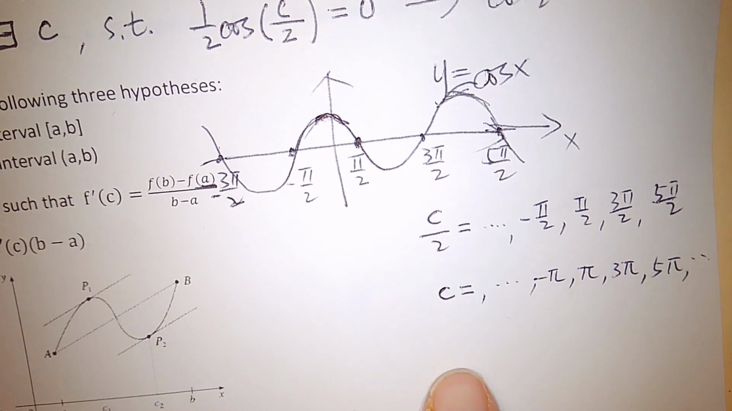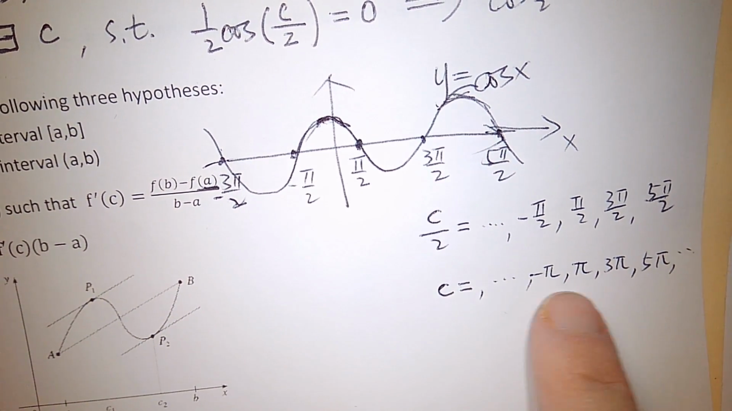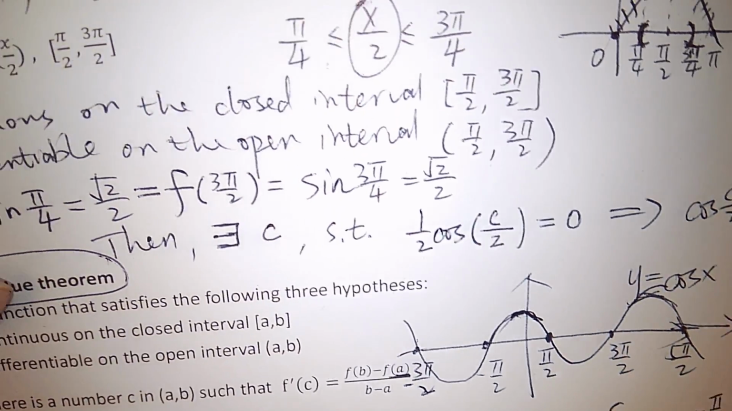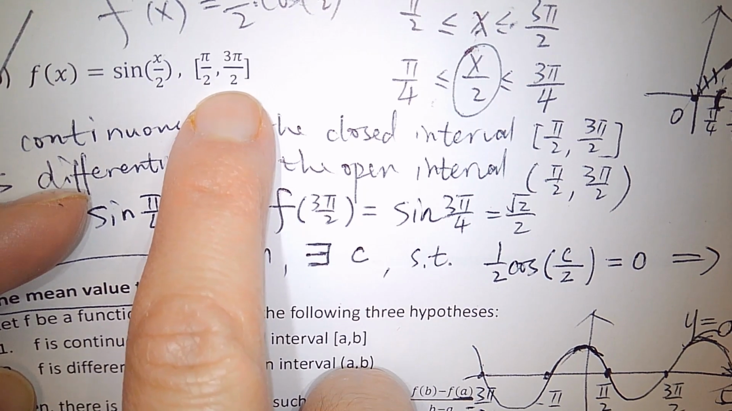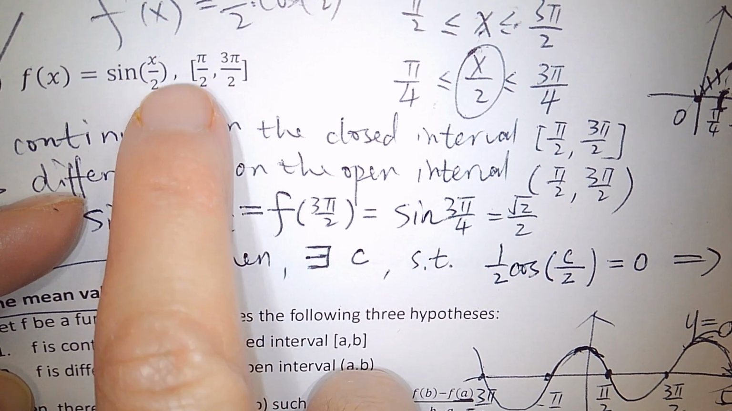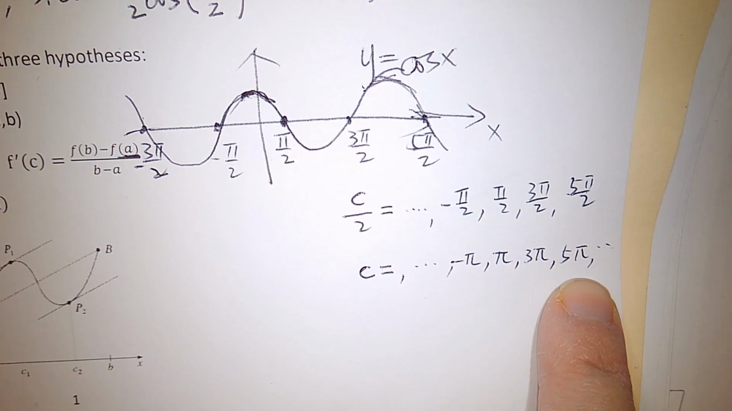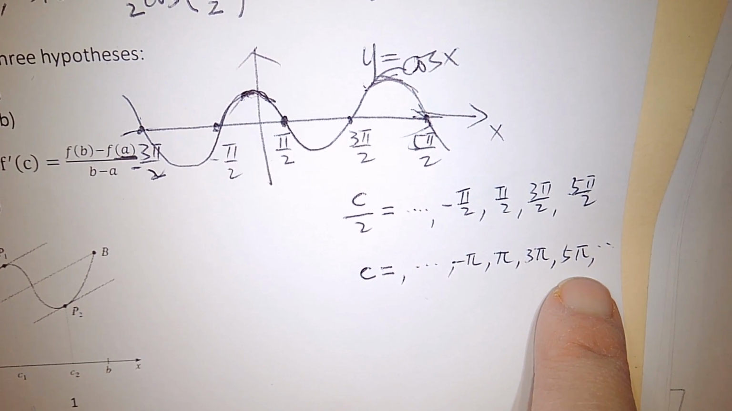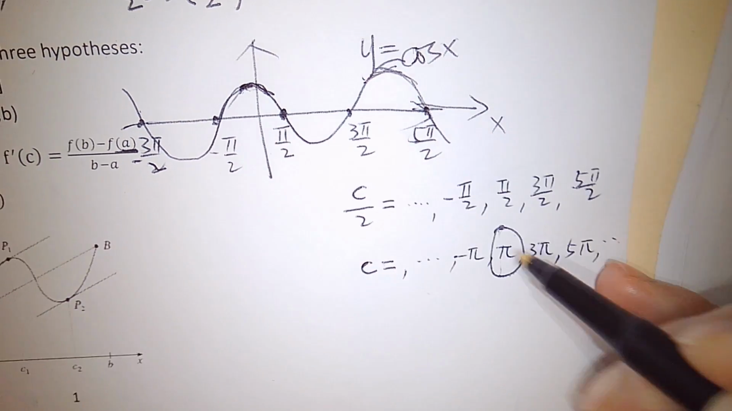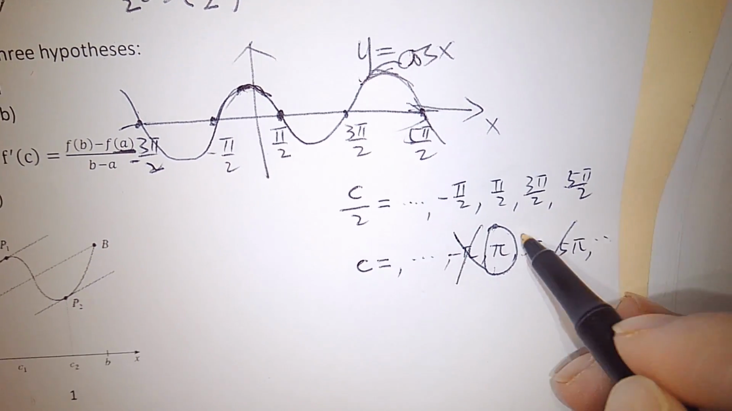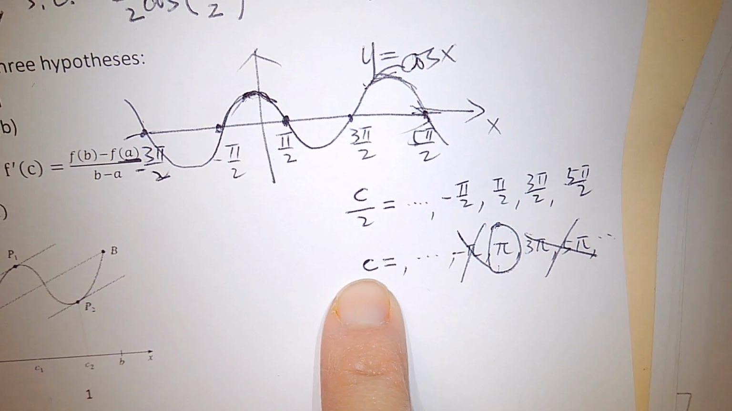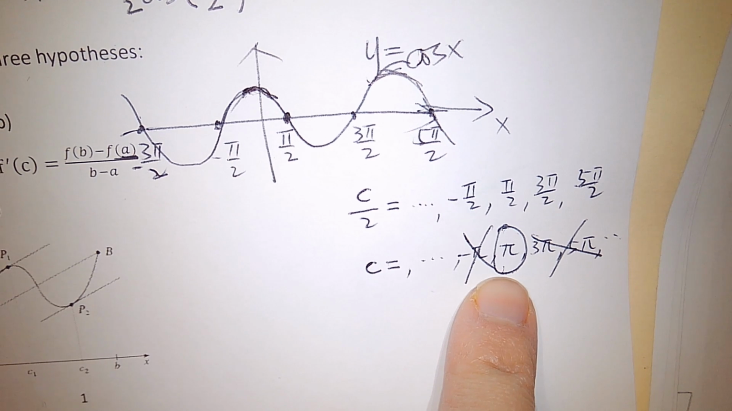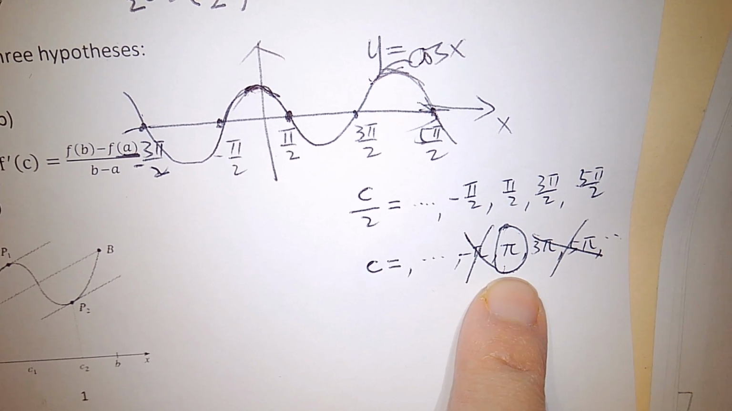You guys? However, can we choose all of these C's? Our C can only vary between pi over 2 and 3 pi over 2. So which of these values satisfy it? It's between pi halves and 3 pi over 2. You are right. So the answer is this C must equal pi. Okay? C must equal pi.